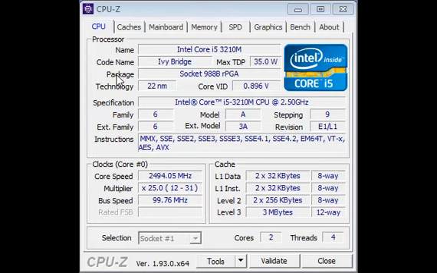Package. Package shows the name of the motherboard socket your computer is designed to fit in. Socket 988B RGPA is the package of my system. It is an Intel CPU socket.